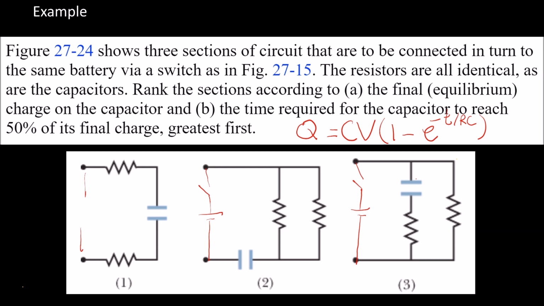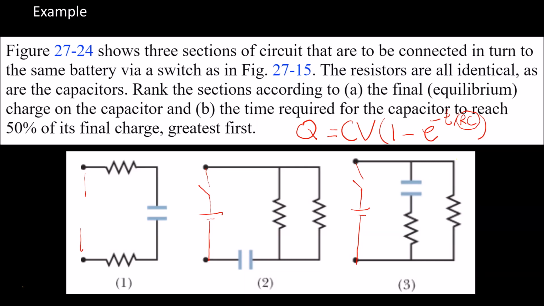Would it be 1? Since they're all in series, you have the resistor, the capacitor, and then going through the resistor again. That's right. The two resistors in one are in series, so they make a larger equivalent resistance, and therefore the time constant, which is RC, is larger for that one.